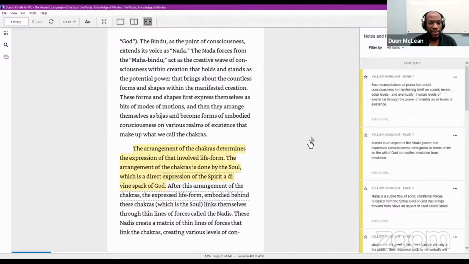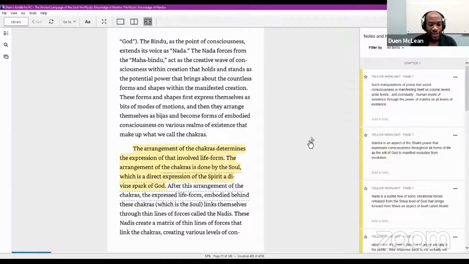The nada forces from the Mahabindu act as the creative wave of consciousness within creation that holds and stands as the potential power that brings about the countless forms and shapes within the manifested creation. These forms and shapes first express themselves as bits of modes of motion, and then they arrange themselves as bijas and become forms of embodied consciousness on various realms of existence that make up what we call the chakras. The arrangement of the chakras determines the expression of that involved life form.